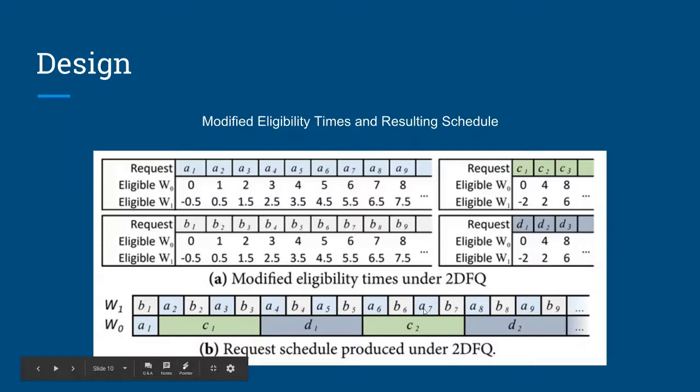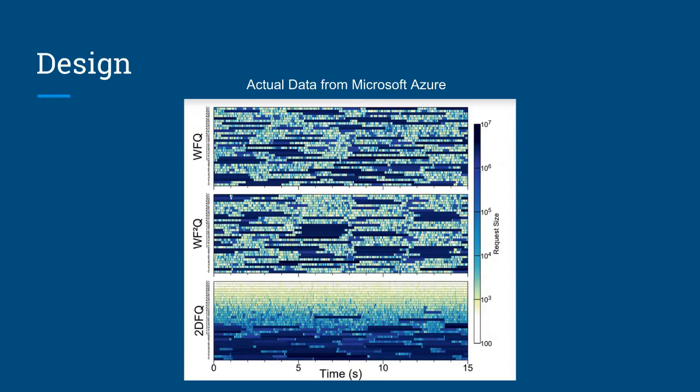So this is going to provide a better quality of service for your clients that are using API A and API B than it is under WFQ or WF squared Q. So it really does a nice job of trying to get at that ideal scheduling.